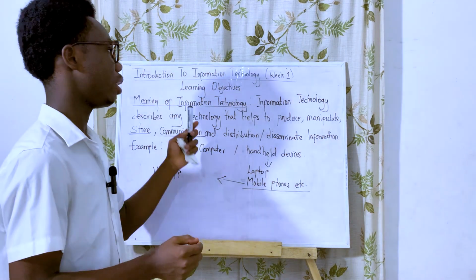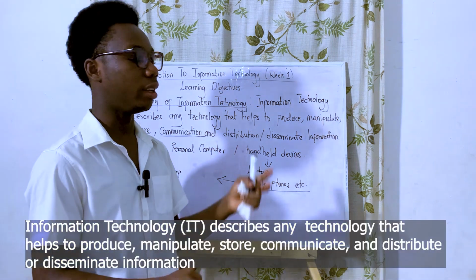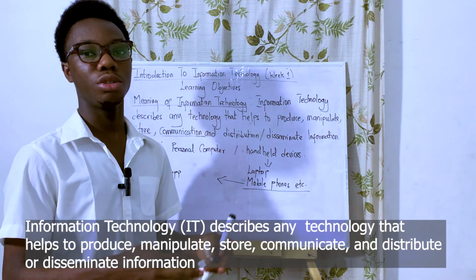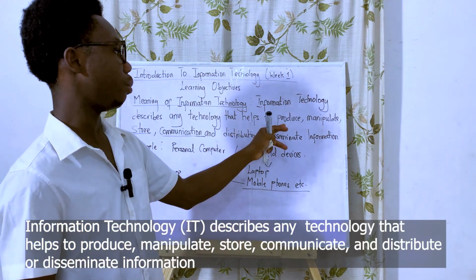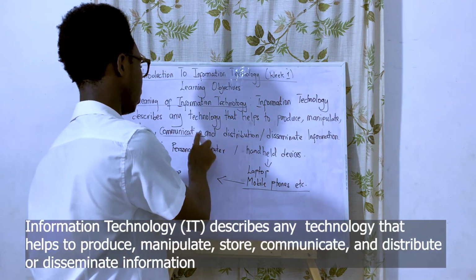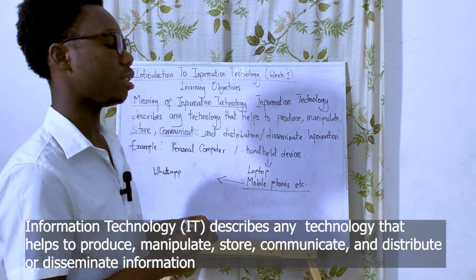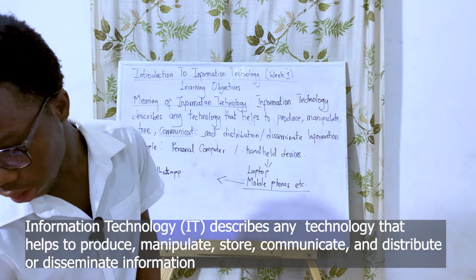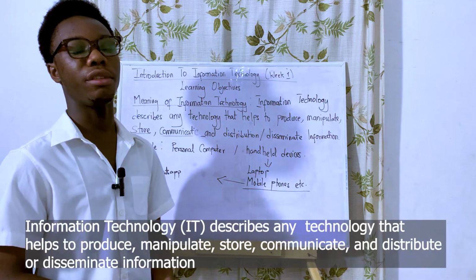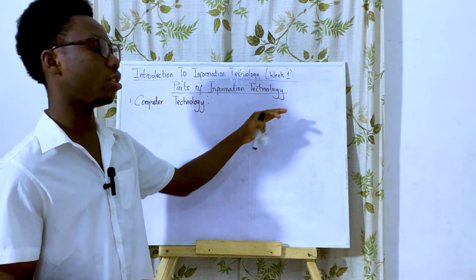So I hope you understand the meaning of information technology now, where we said information technology describes any technology that helps produce, manipulate, store, communicate and distribute or disseminate information. Now let's move on to the parts of information technology.